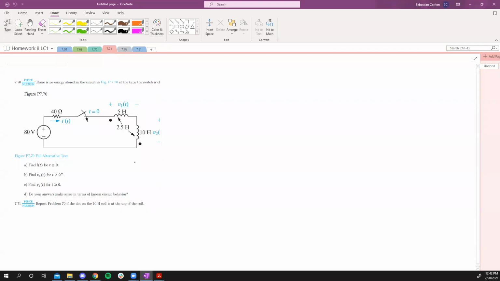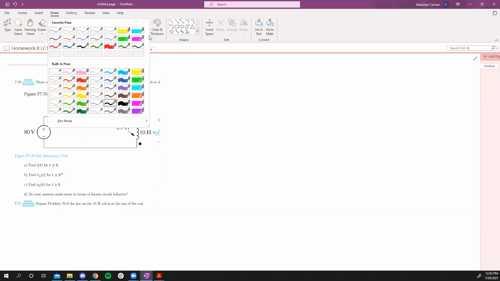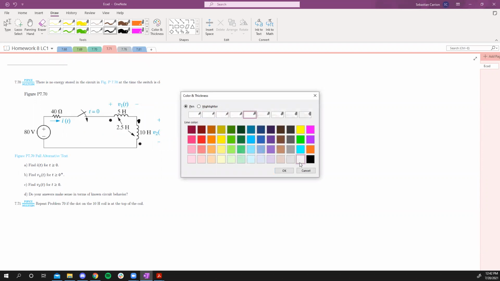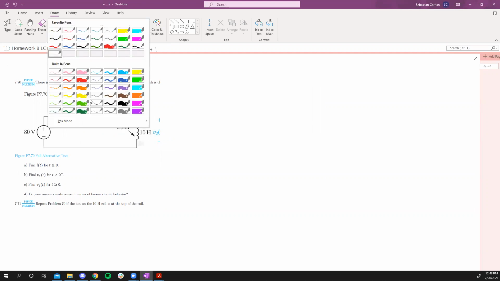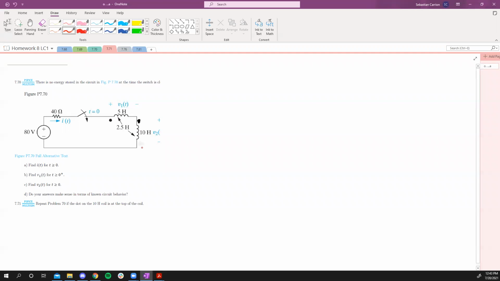So problem 7.71. This problem says to repeat the previous problem, but this time assuming that this dot is here. Let me see if there's a way I can just erase it. Yeah, there we go. Cool. Same thing as last problem, you know the drill.